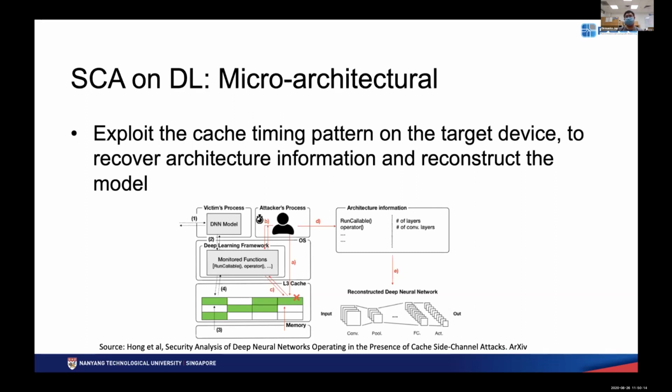This is from the paper, Security Analysis of Deep Neural Network in the Presence of Cache Side Channel Attack, a DeepRecon attack. The victim has a DNN model on the server. The attacker can access the same machine, and by observing cache hits or cache misses, he can reconstruct parameters such as the number of layers, the number of convolution layers, and so on. Then he can reconstruct the network, and then does some other attacks, for example RNN, to recover the parameters. We will not go into detail for this.